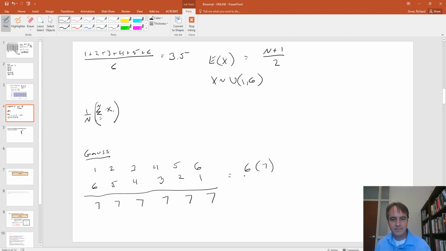But there's a little bit of a trick here, because we're not adding up just these numbers, we're adding up those numbers twice. So if we just divide by 2, then we get our actual number. So it turns out that the sum of these first 6 integers is just going to be 6 times 7 over 2. Okay, so 21.